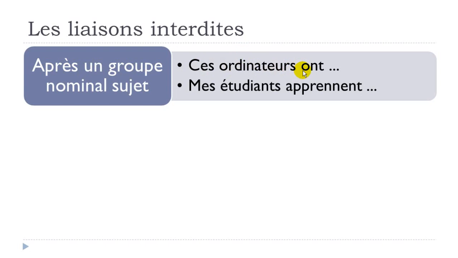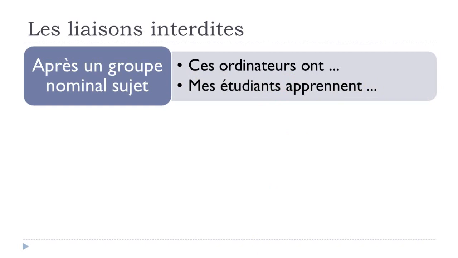So in that case, ses ordinateurs, you don't make the liaison between this word and the verb that will come after. Ses ordinateurs ont, and the sentence continues. Same thing here, mes étudiants apprennent, and the sentence continues. So the concept is quite strict. Remember, you've got your subject, so it must be something like that, a group of words, and after that you won't make the liaison with the verb.